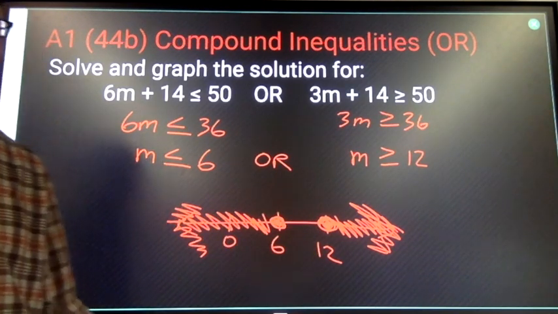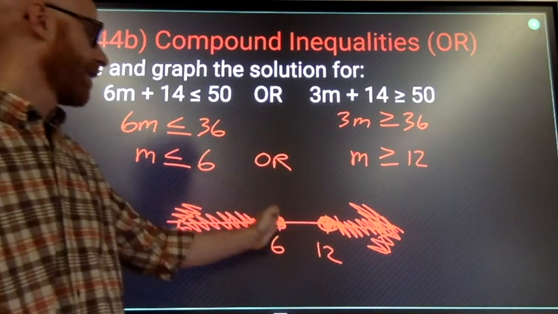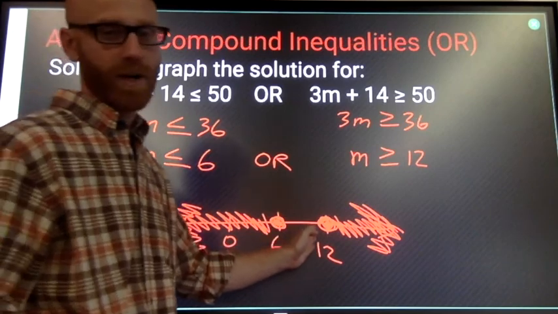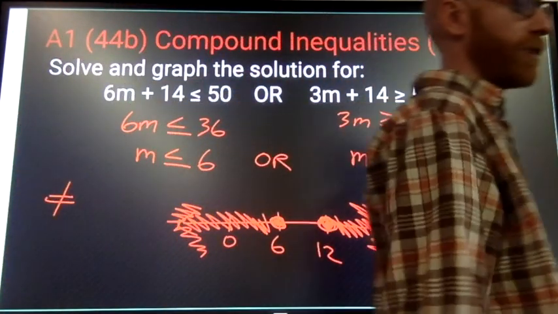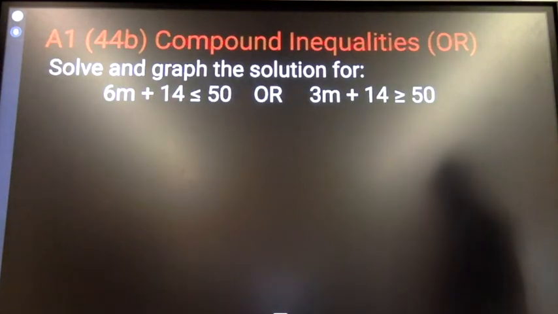All right, it's almost like one of these situations. It does not equal anything bigger than 6 but less than 12. All right, it's the reverse of an AND situation. That's how it works. One more for you to try.